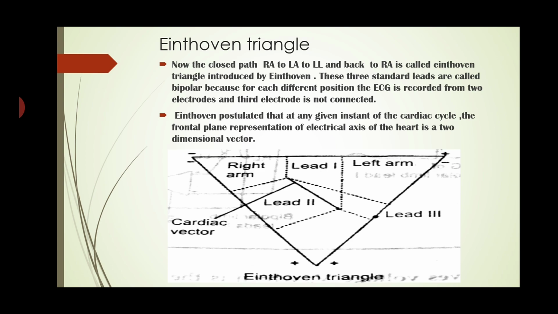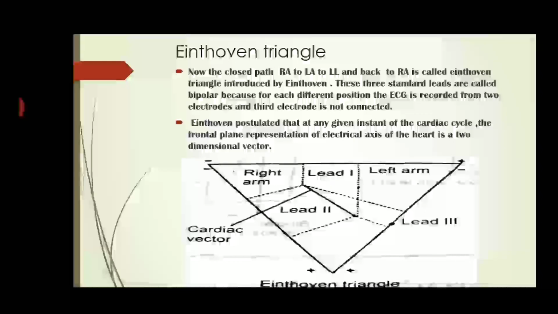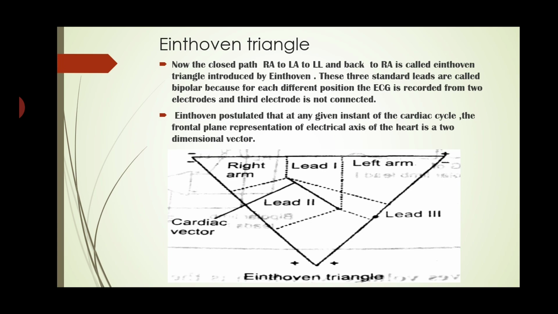Einthoven postulated that at any given instant of the cardiac cycle, the frontal plane presentation of the electrical axis of the heart is a 2-dimensional vector. As shown in the diagram, there is an Einthoven triangle, and each lead gives a projection. The intersecting point is nothing but the resultant of the ECG.